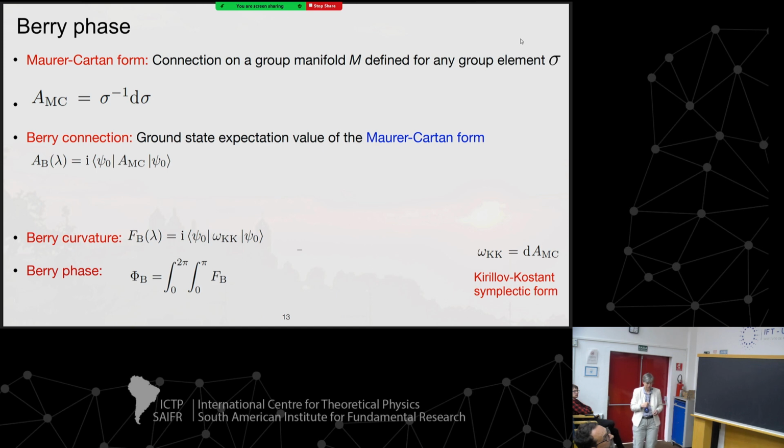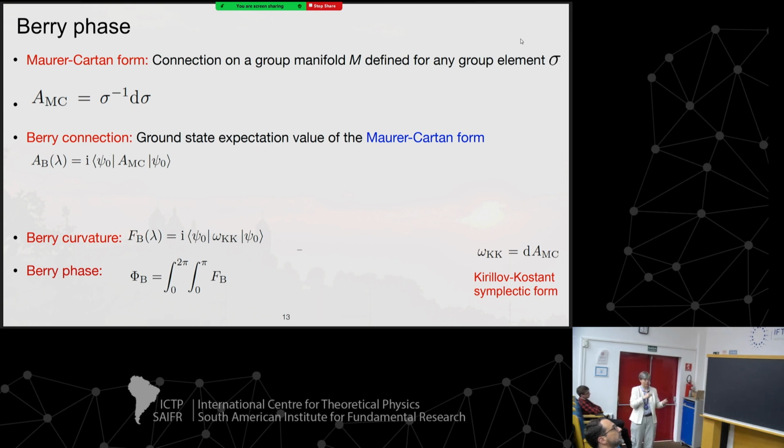Okay, so what will be important if you want to go to higher dimensions is that you can also write this in a much more mathematical language. You can write this for a connection for a group manifold, M, and you can define the so-called Maurer-Cartan form for any group element sigma. That includes the previous example, but it's much more general. Then the Berry connection, if you still look at quantum mechanics, will be the ground state expectation value of this Maurer-Cartan form.